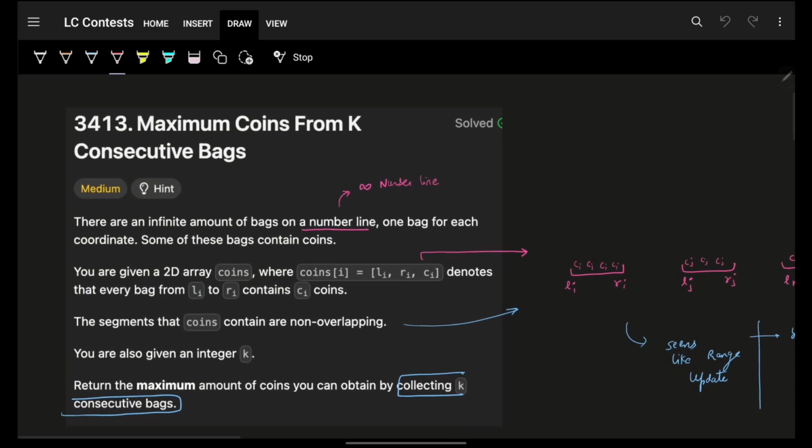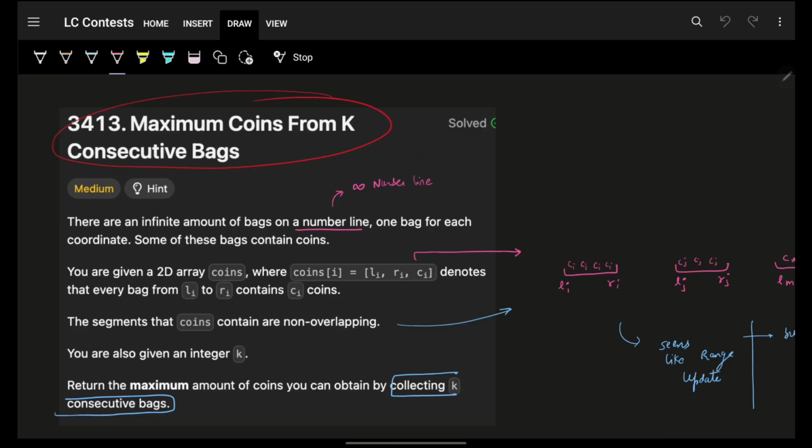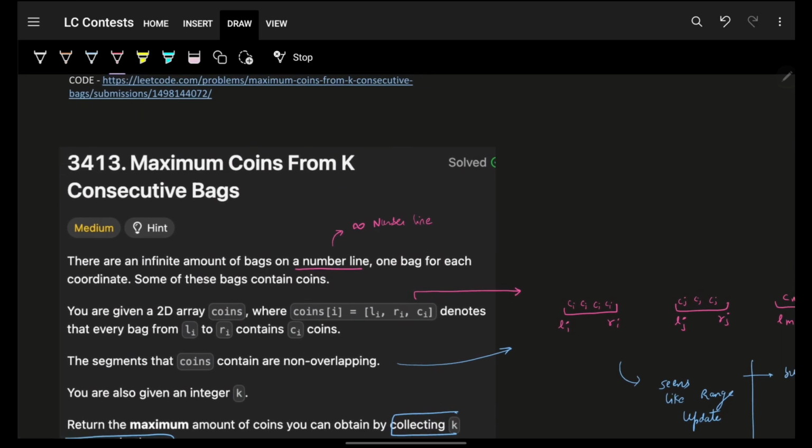In this, we're gonna see the problem Maximum Coins from K Consecutive Bags. Again, if you don't know, the acceptance rate was pretty low, which means it's actually a very good problem.